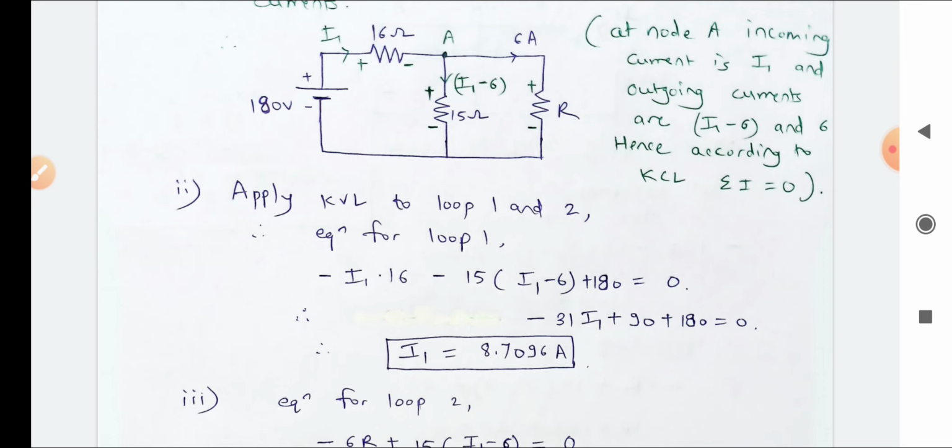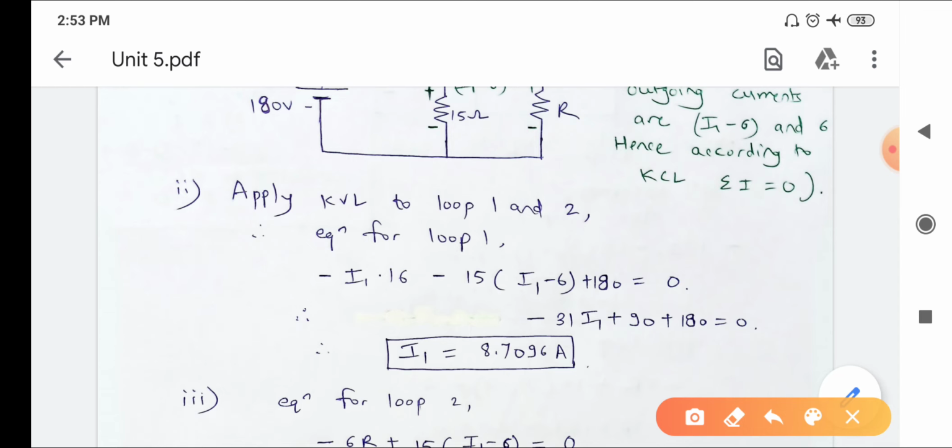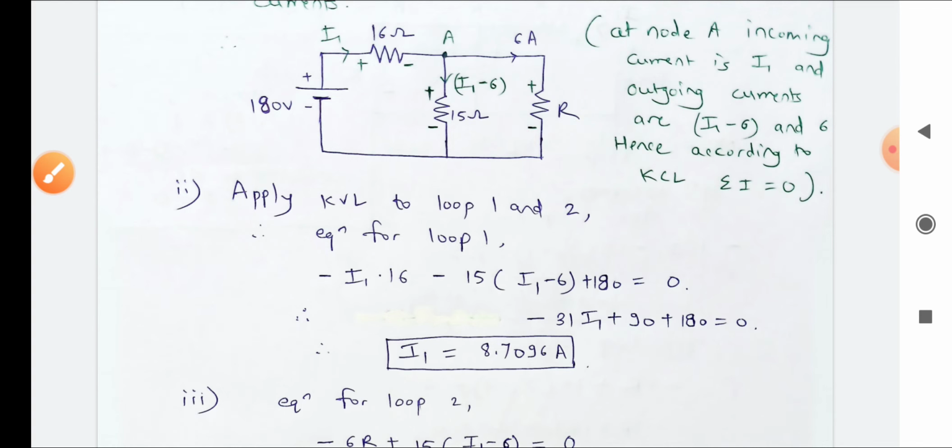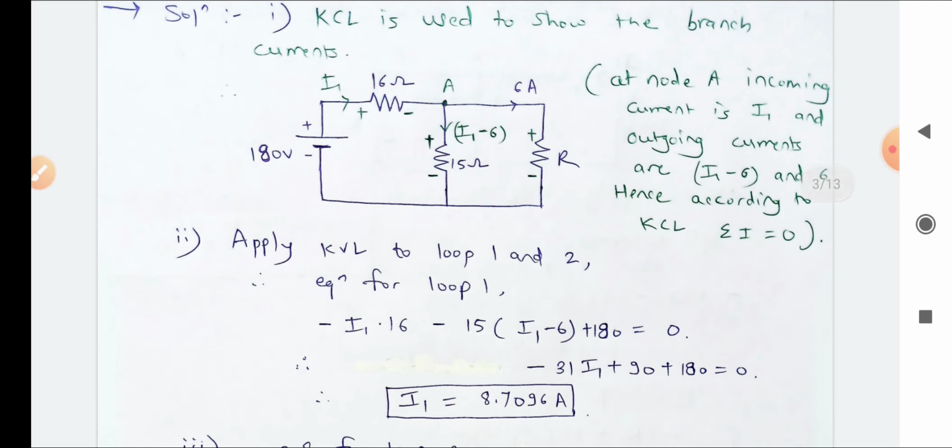So whenever we are considering the equation for loop 1, now we are tracing the path in clockwise direction. So first of all, for loop 1, the first element is 16 ohm. So it is minus 16 into I1. The second is minus 15 in bracket I1 minus 6 plus 180 is equal to 0.